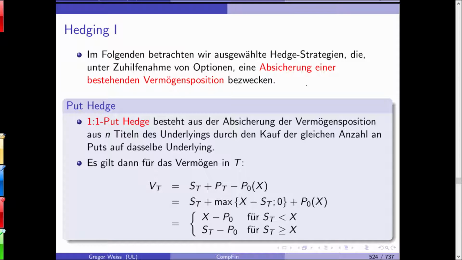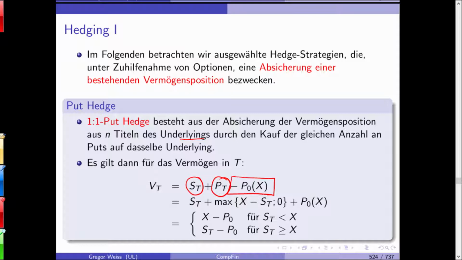Okay. Now this was hedging with futures. You can also do hedging with options, and we start with a 1-to-1 put hedge. You have N underlyings and you are buying N puts. Then at time T, you have your underlying, you have bought the put, and previously you have paid a premium for buying the put.